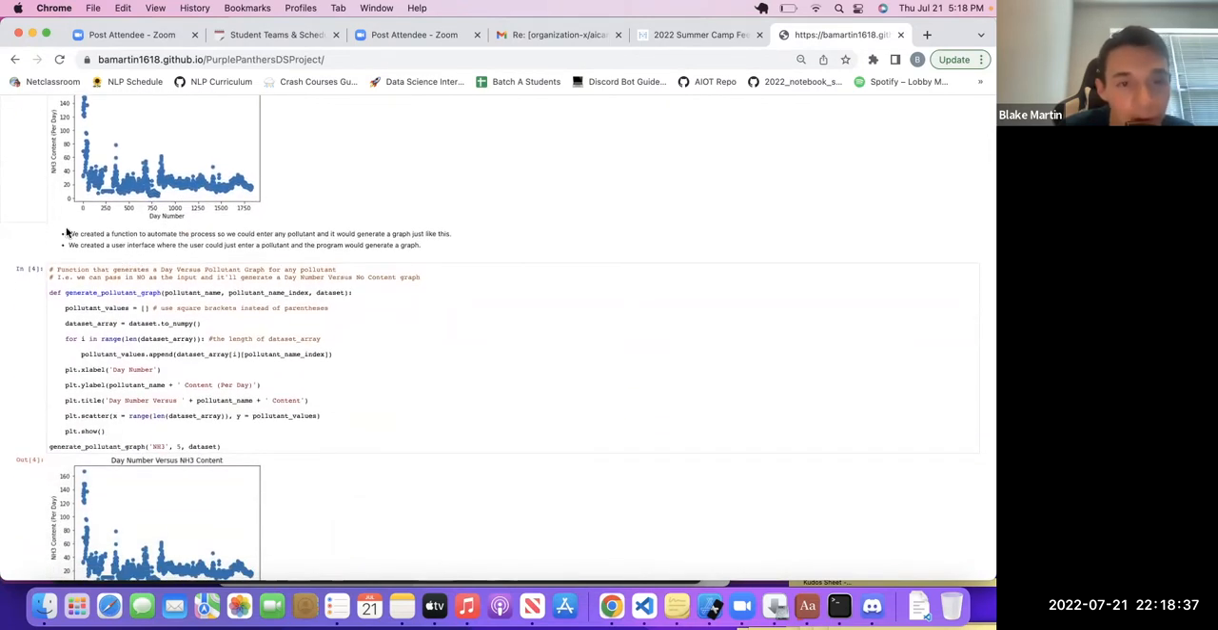We created a function to automate the process so we can enter any pollutant and it would generate a graph just like this. We created a user interface where the user could just enter a pollutant and the program would generate a graph.